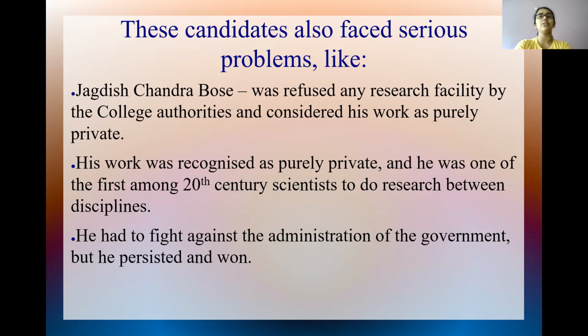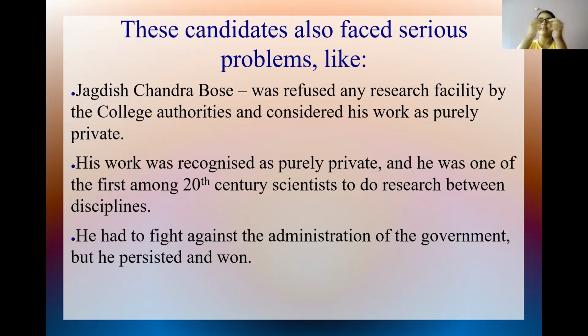These scientists also faced serious problems, like Jagdish Chandra Bose. Jagdish Chandra Bose was the first amongst the 20th century scientists to do research between disciplines. We historians call it interdisciplinary research. He was refused any research facility by the college authorities, and these college authorities considered his work as purely private. He had to fight against the government administration, but he persisted and he won. So we all know what is the result of that.